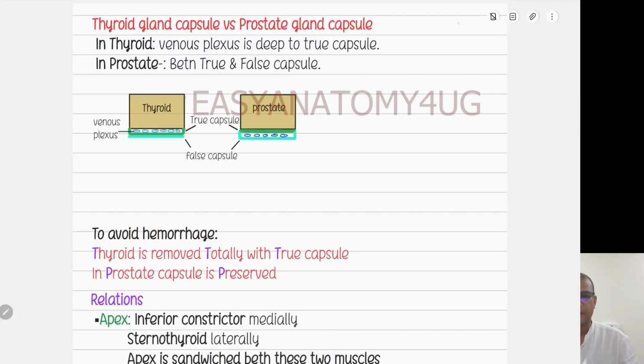Whenever we want to remove the thyroid gland it needs to be removed along with the true capsule to avoid the hemorrhage. So we remember this as thyroid is removed totally along with true capsule, whereas in case of prostate we have to keep the true capsule intact. So the prostate is enucleated, leaving behind the true capsule. So we remember it as prostate: the capsule is preserved, P for P.